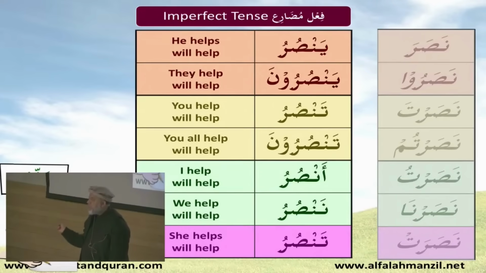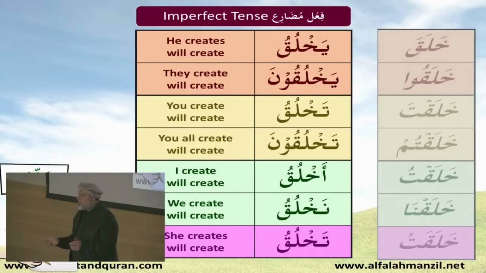Yansuruna, Tansuru, Tansuruna, Unsuru, Nansuru, Hiya, Tansuru. He helps, he will help. Either he helps right now or he will help in the future. They help, they will help. You help or you will help. You all help or you will all help. I help or I will help. Right? And we help or we will help. And she helps or she will help. Got it? It's very exciting, by the way. I think it's interesting, isn't it?